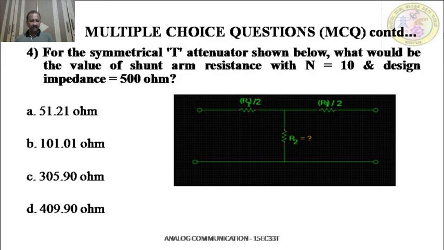Fourth one, for a symmetrical T attenuator shown below, what would be the value of shunt arm resistance with N equal to 10 and design impedance of 500 ohm? R2 by 2, R2 by 2, R2 is given here. Here you need to calculate the R2 value using the equation R2 is equal to 2n R0 divided by n square minus 1. The value is 101.01, that means option B.